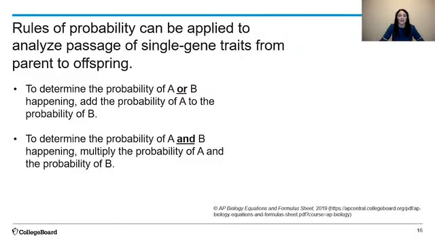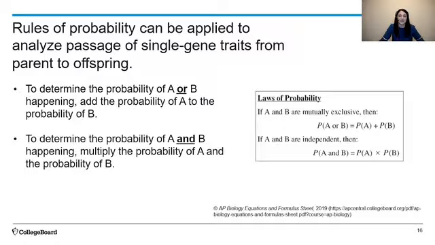So we're looking for the difference between or and and. If you have or, that means that you're going to add. If you're talking about event A and event B, so the and, that means you're going to multiply. And this is also provided for you on your AP Biology formula sheet during the exam, and it looks like this on the formula sheet.